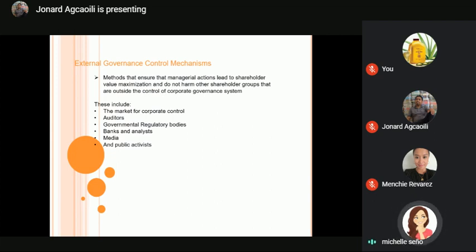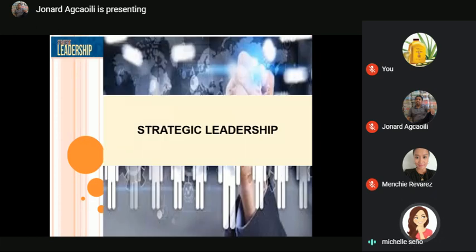External governance control mechanisms. So, methods that ensure that managerial actions lead to shareholder value maximization and do not harm other shareholder groups that are outside the control of corporate governance. So, this includes the market for corporate control, auditors, governmental regulatory bodies, banks and analysts, media and public activists. Outside the control of corporate governance, sila po yun.